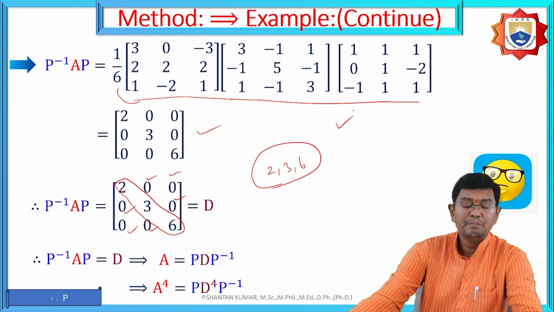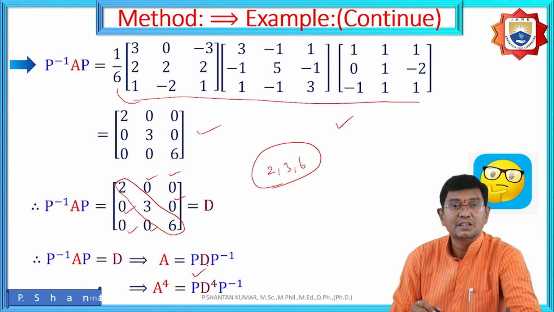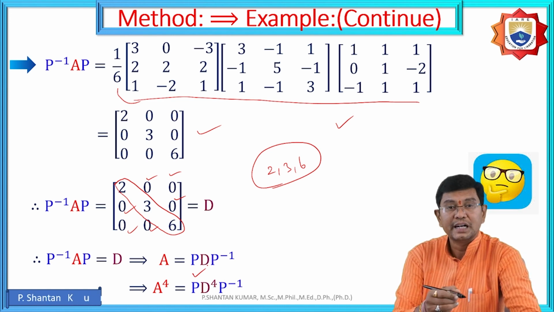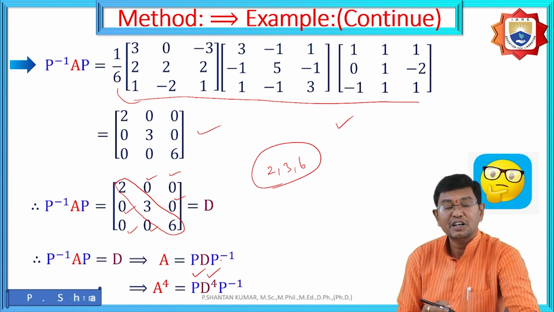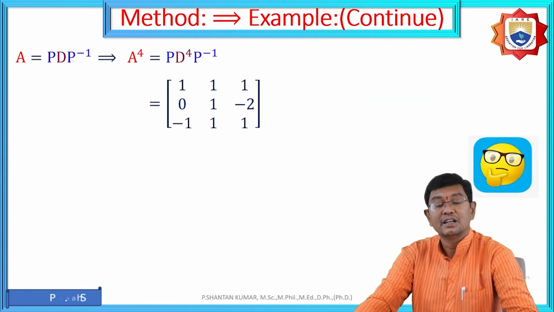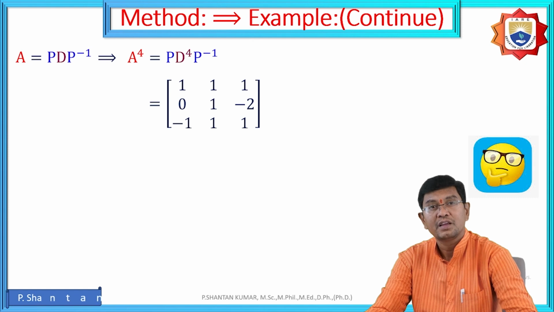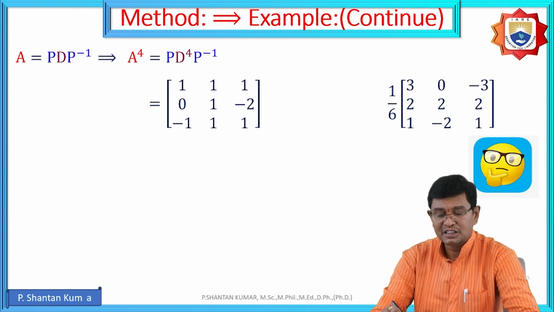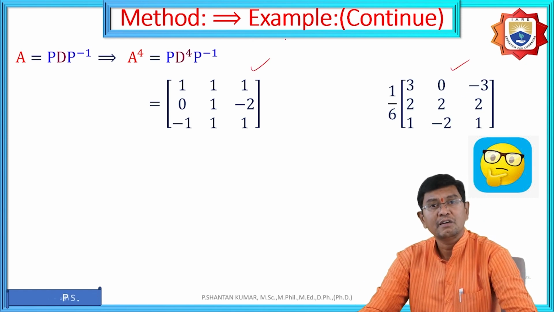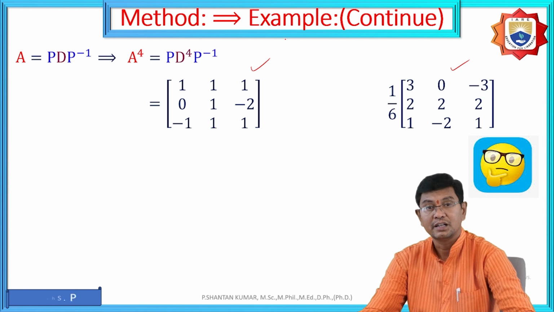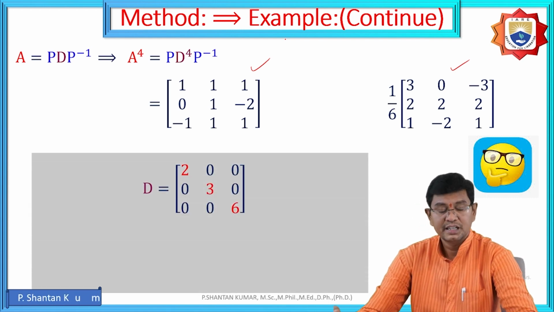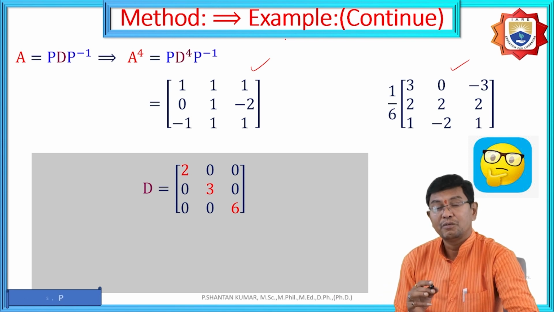Here P is nothing but the model matrix, then the inverse of the model matrix, and D power 4. The D power 4 is nothing but the diagonal matrix whose diagonal elements are powers of the eigenvalues. The eigenvalues are 2, 3, and 6. Therefore, for this diagonal matrix we need to find D power 4 only.